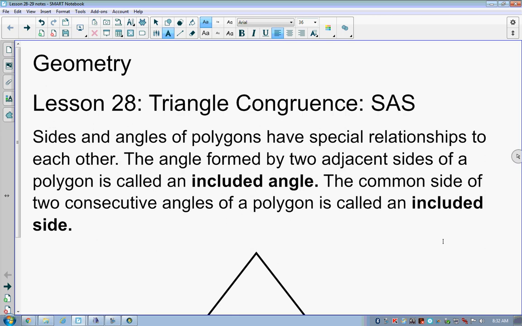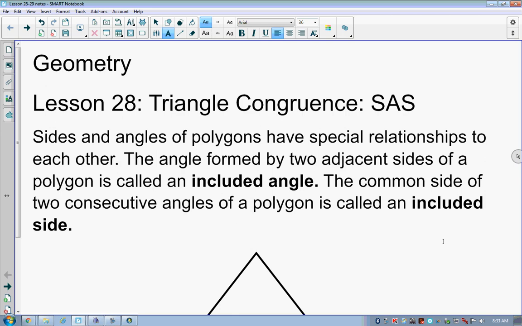So geometry lesson 28, we're going to be talking about triangle congruence using side angle side. We've already talked about proving two triangles are congruent using side, side, side, meaning that if I have three sides of a triangle congruent to three corresponding sides of another triangle, then we can prove that those two triangles are congruent. But there's multiple methods for proving two triangles being congruent. Next one on the list is side angle side.